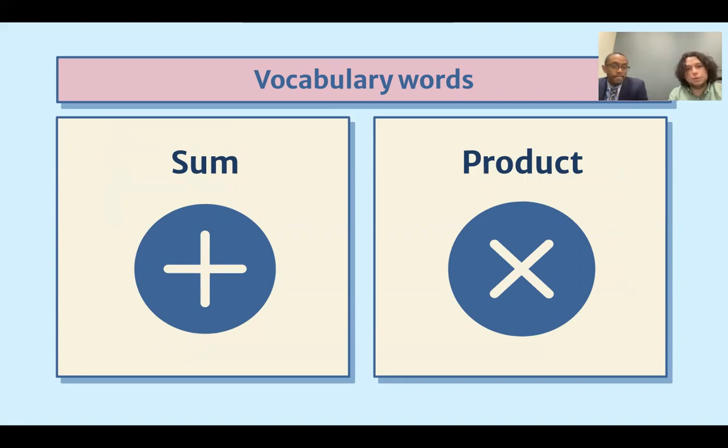Okay, so sum just means adding. So you're going to take the sum of all parts. You might have heard of that saying too. But you're going to be adding things together. And it goes with this plus symbol, the positive plus sign. Got it. Okay, that makes sense.